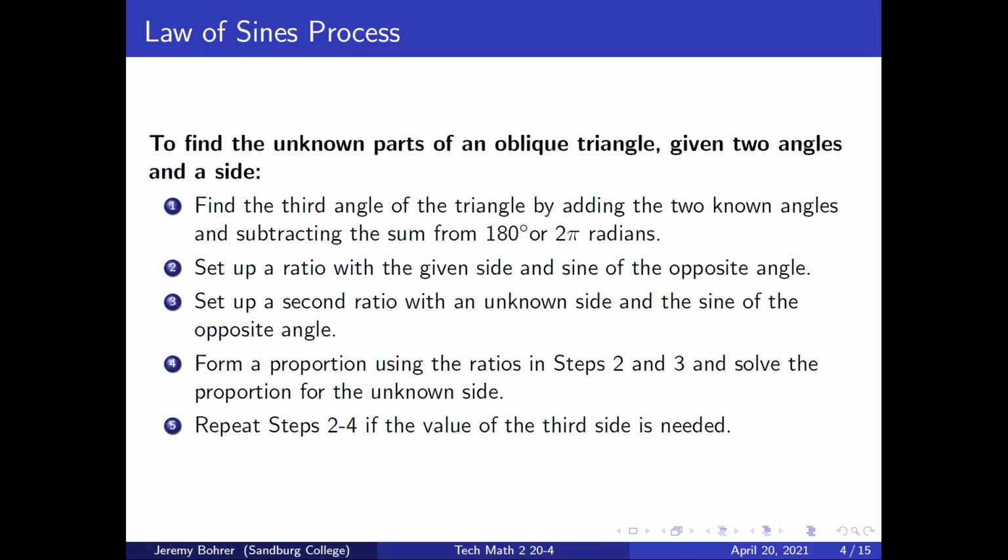To find the unknown parts of an oblique triangle given two angles and a side, first find the third angle of the triangle by adding the two known angles and subtracting the sum from 180 degrees or 2 pi radians. Then set up the ratio with the given side and sine of the opposite angle. Set up a second ratio with an unknown side and the sine of the opposite angle. Form a proportion using the ratios in steps 2 and 3 to solve for the unknown side, and repeat steps 2 through 4 if the value of the third side is needed.